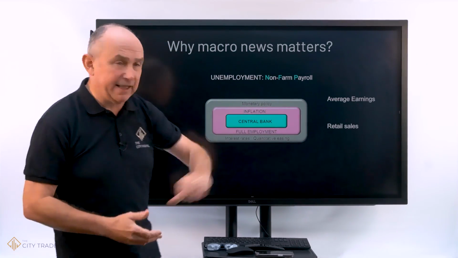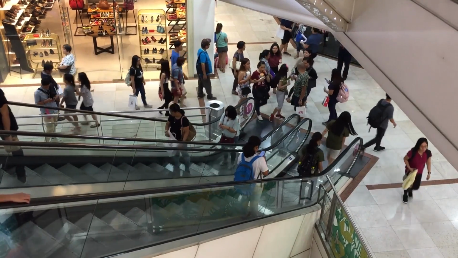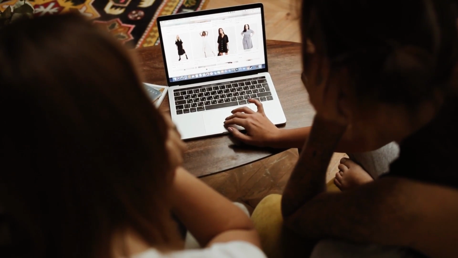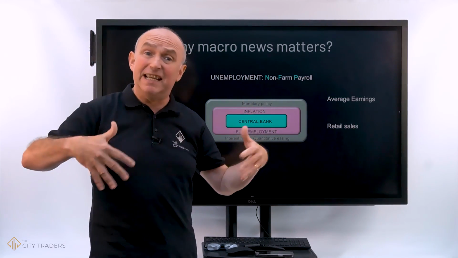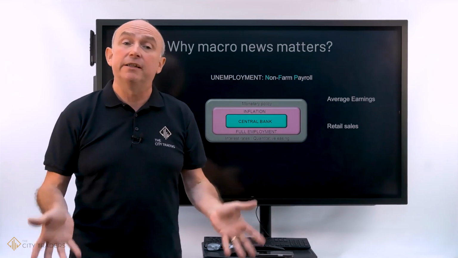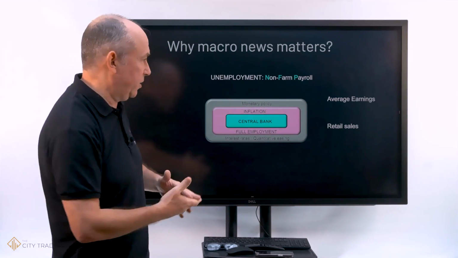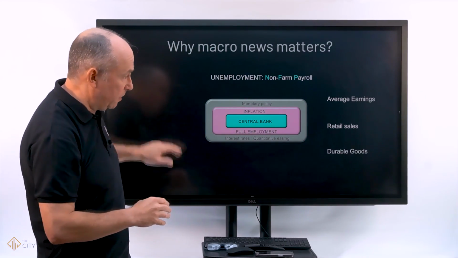Okay, retail sales. This is basically, are people spending their money on the high street, or are they spending it online? Are sales going up? If sales are increasing from where they were last year, it basically is an early indication that prices may rise, inflation may rise. And I think you're getting the picture. Inflation rises, interest rates may have to go up as well.